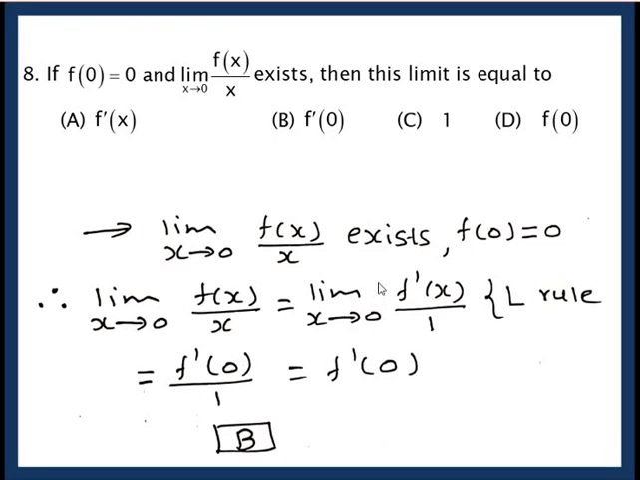So what is the value of the limit? It is f dash of 0. The correct option is B, Bombay. Again, read the sum and solution.